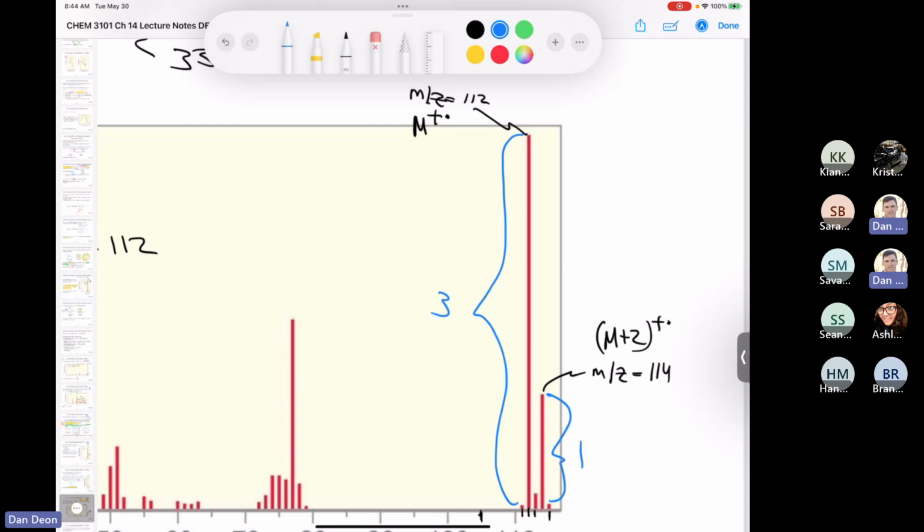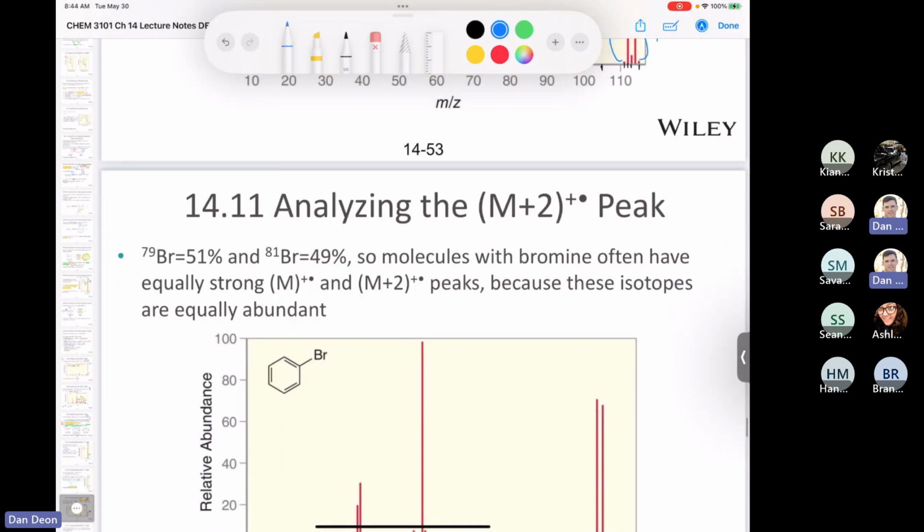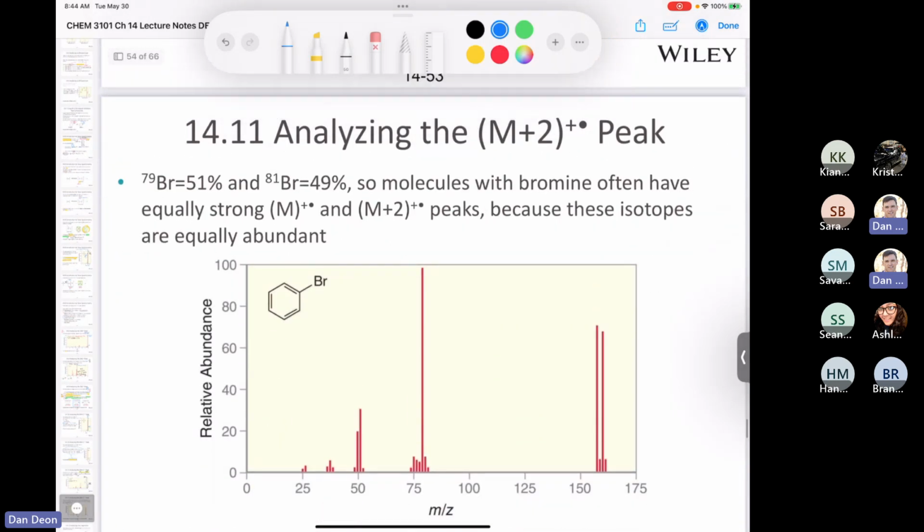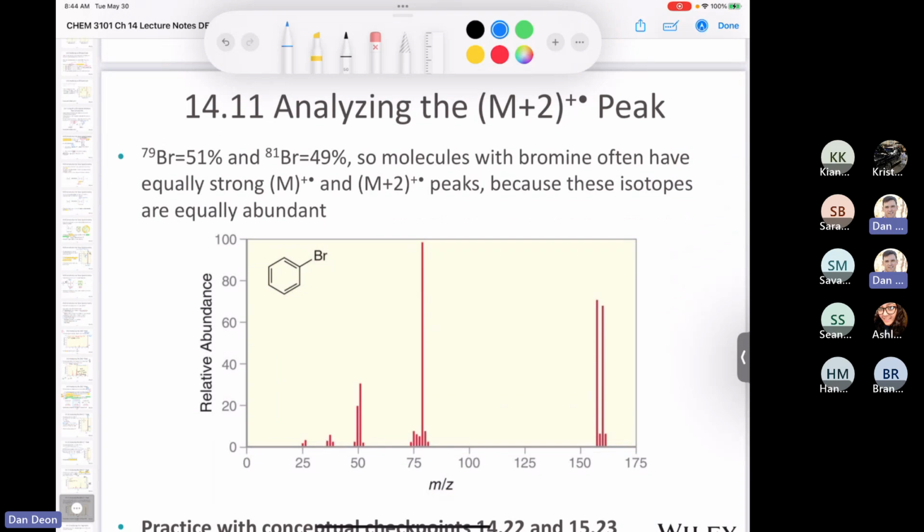Now, with bromine, you're probably wondering, what's the relative abundance of those? Great question. The relative abundance of bromine 79 and bromine 81 is 51 to 49. So it's pretty much 1 to 1. It's close enough to be 1 to 1. The molecular ion is going to be a little taller, but not much.